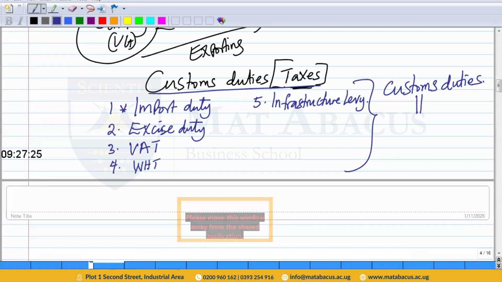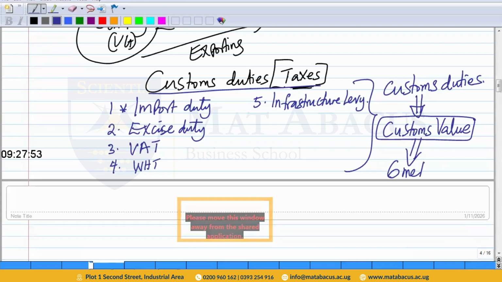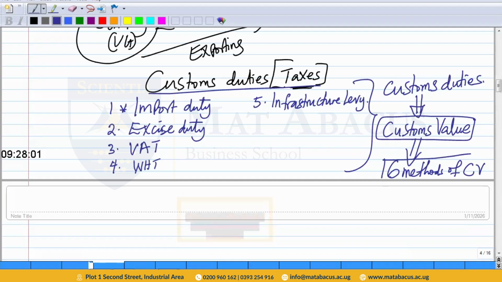And the customs duty is computed, we shall see, based on the customs value. So we shall now need to know, how do we compute the customs value? The customs value, we shall see, is computed using the six methods of customs valuation. These methods, we shall look at them in detail. Method 1, method 2, up to method 6. And we shall see which one is preferred.